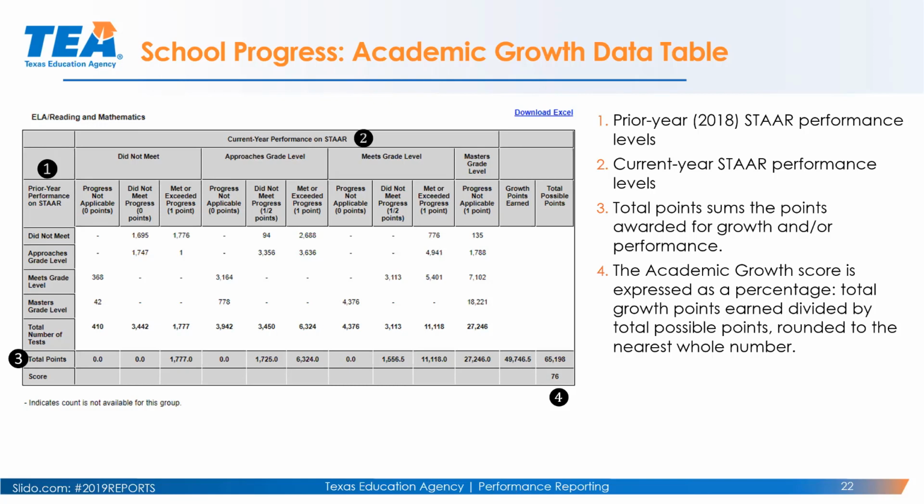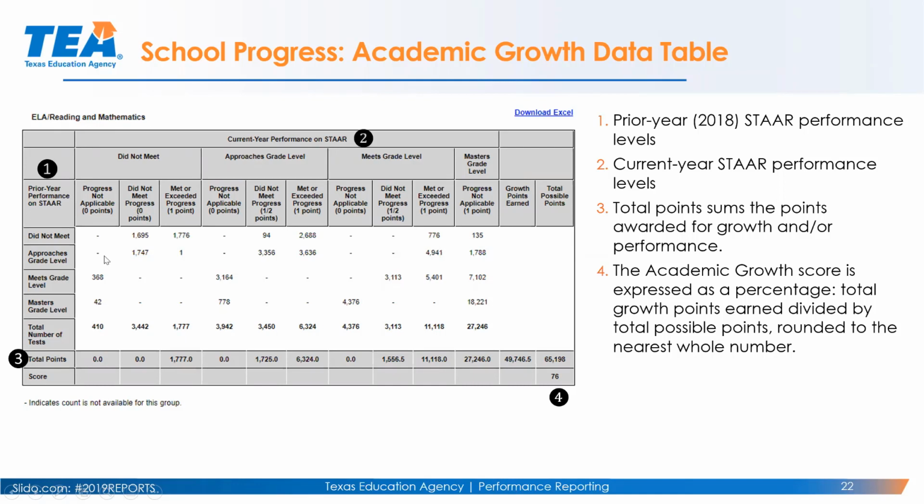So how do you read this data table? So we go left to right and then top down. So for example, on the left-hand side, this is for results in 2018, prior year STAR performance. The top looks at current year STAR performance. So if I am looking at, for example, I have students last year at the approaches grade level.